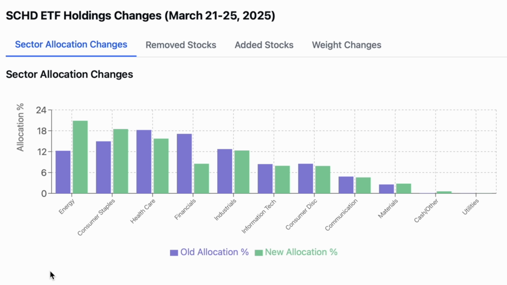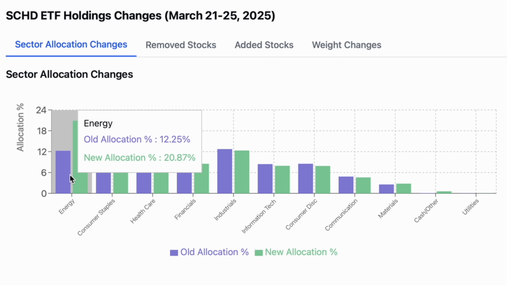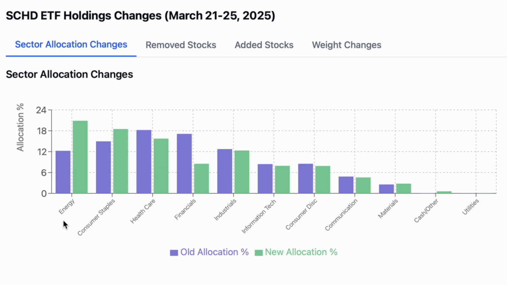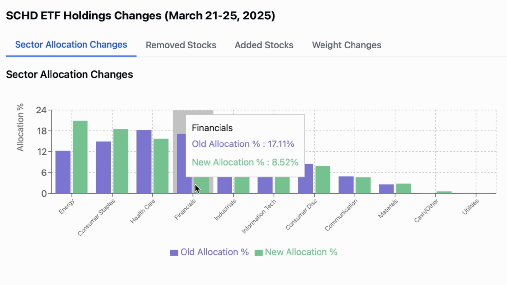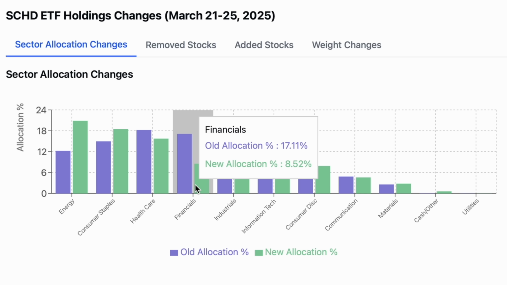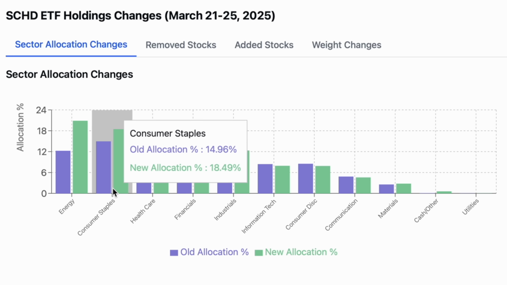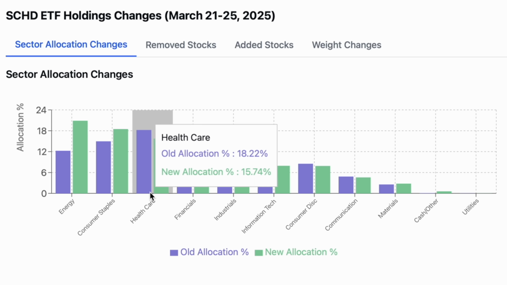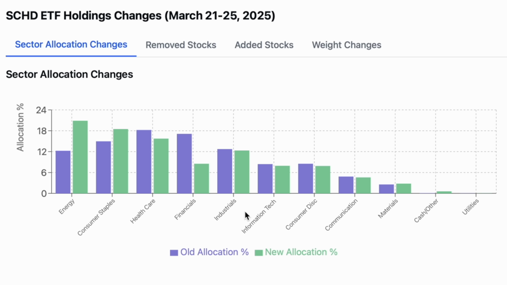Now, right off the bat, you can see that energy is a big one, where the old allocation was a little over 12% and now it's over 20%. So you have over an 8% increase in energy stocks in this year's list. In addition to that, you can see that financials dropped by a lot, where it was over 17% last year and now just around 8.5%. And then in terms of the rest, you have consumer staples, which is up a little bit, but then healthcare is down by close to the same percentage. So again, the rest of these end up kind of being more of a wash.